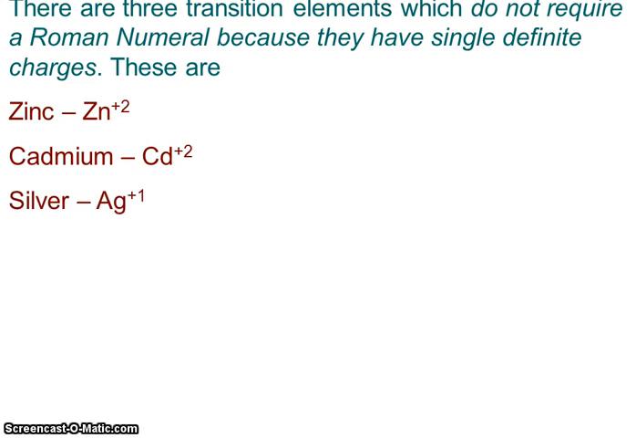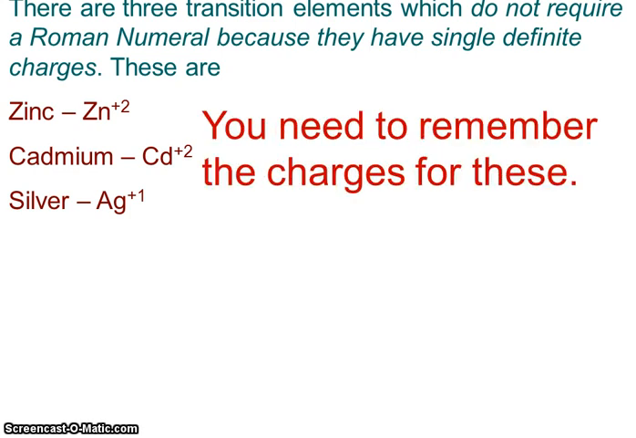Now, silver really does have some other oxidation states, some other charge states that it can have, but for 99% of daily life, you're never going to see those. So we're going to add silver to the list and say that it's always +1. So you just need to memorize these. Pretend like zinc and cadmium are part of group 2A and that silver is part of group 1A, and you'll be good to go.